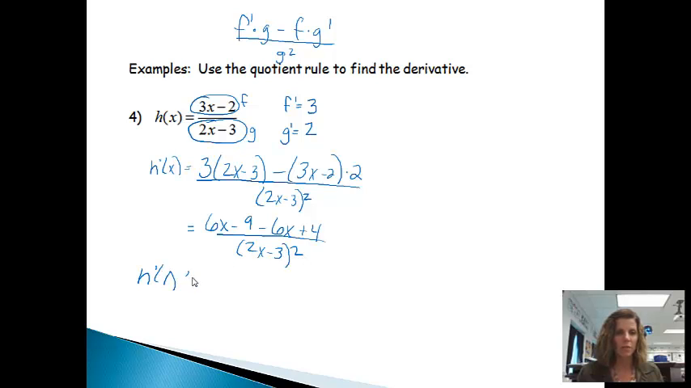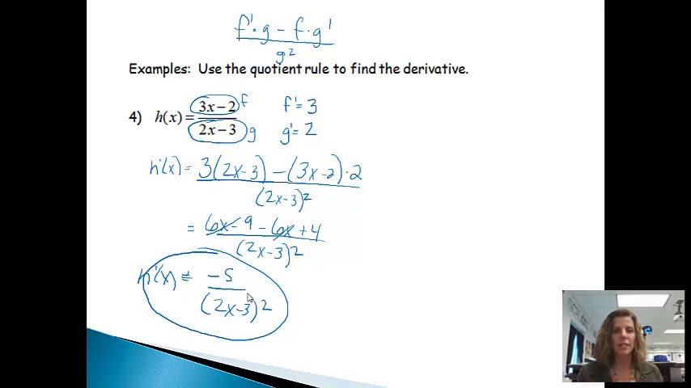So my derivative is going to equal, if I simplify this, my 6x's cancel out. I'm going to end up with negative 5 over the quantity 2x minus 3 squared. Please notice that I did not do anything with the denominator. When we go to solve these, it will be more helpful if it is in factored form.